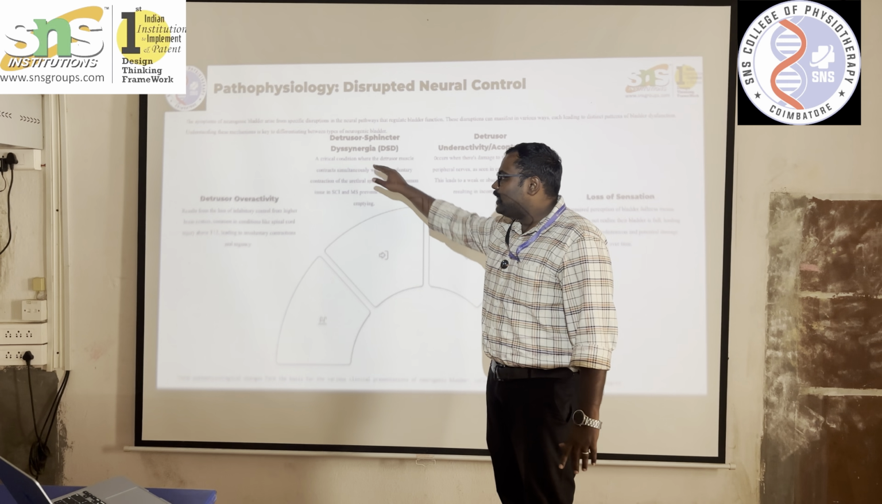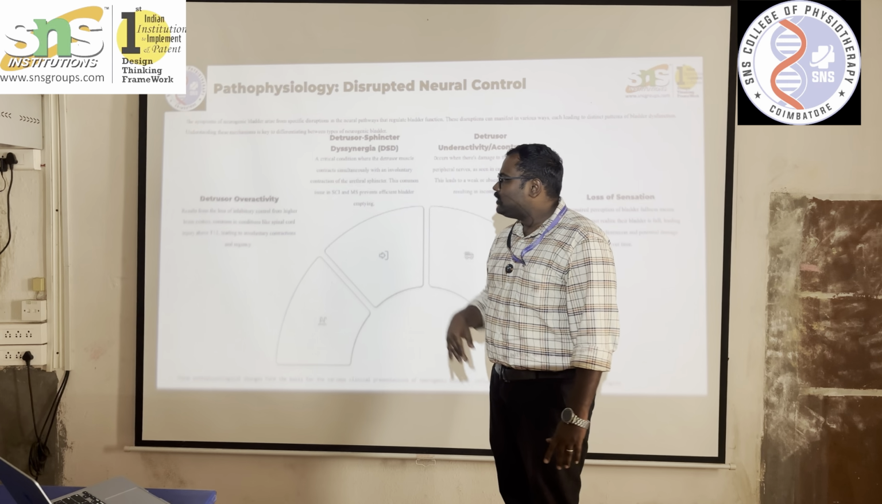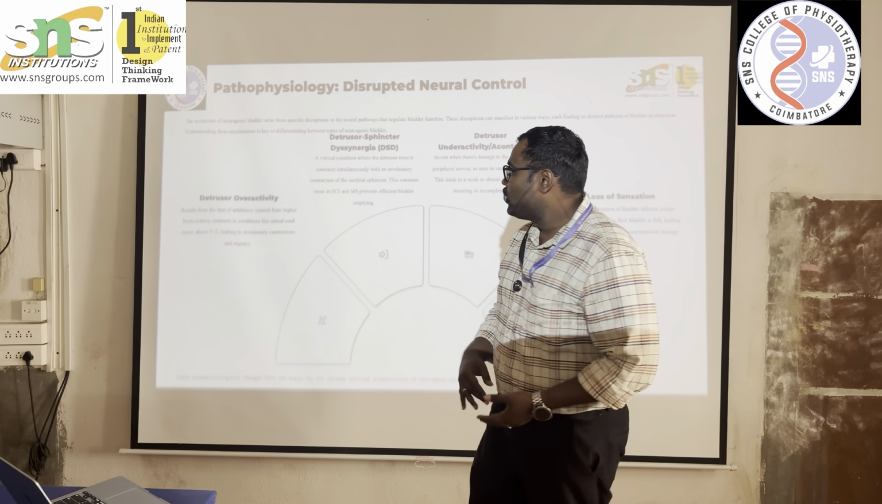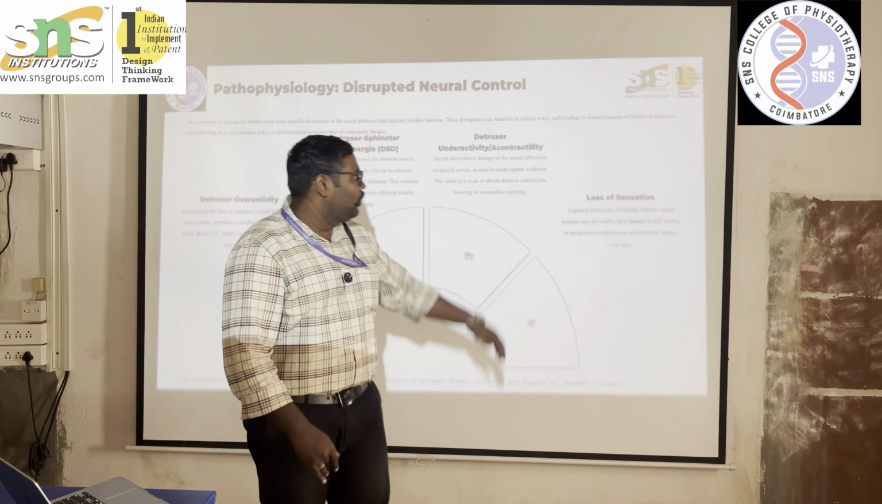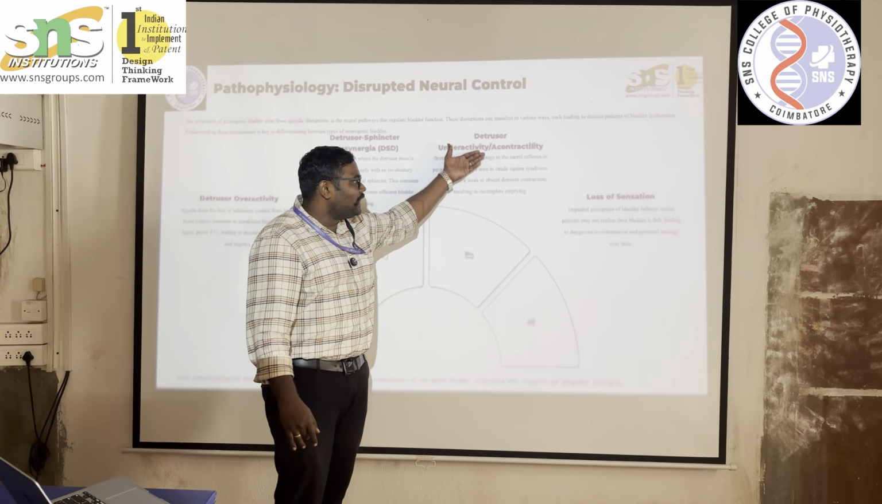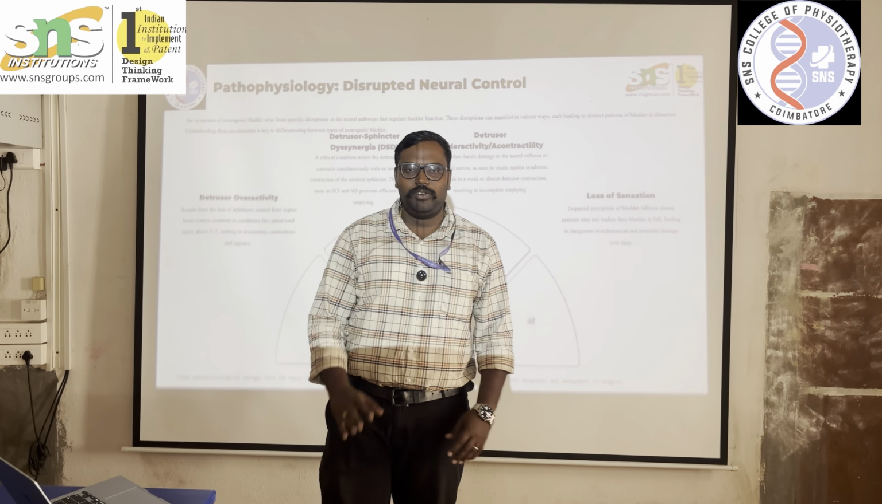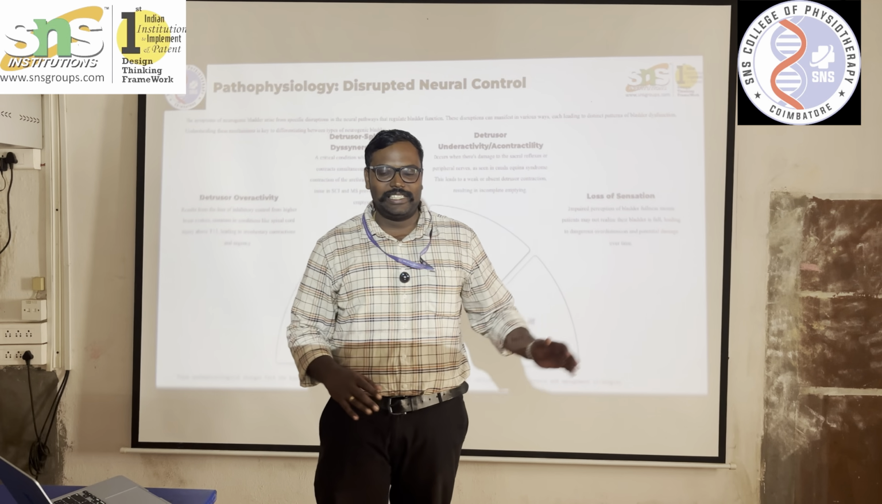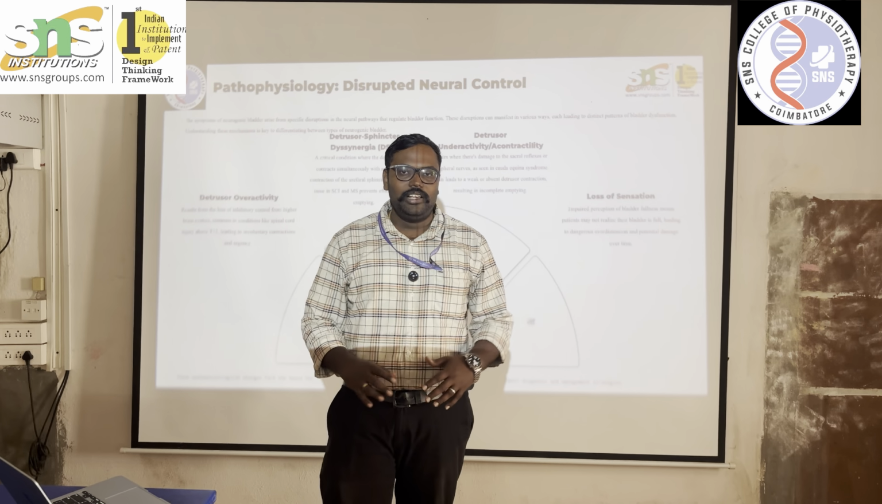Next one, dyssynergia. Dyssynergia means the muscles contract simultaneously, leading to continuous urine retention. The next one is detrusor underactivity or acontractility. Here the contraction will be less or absent, with loss of sensation. In voiding of urine, in some cases there will be complete loss of sensation. They cannot analyze whether they are voiding urine or not.